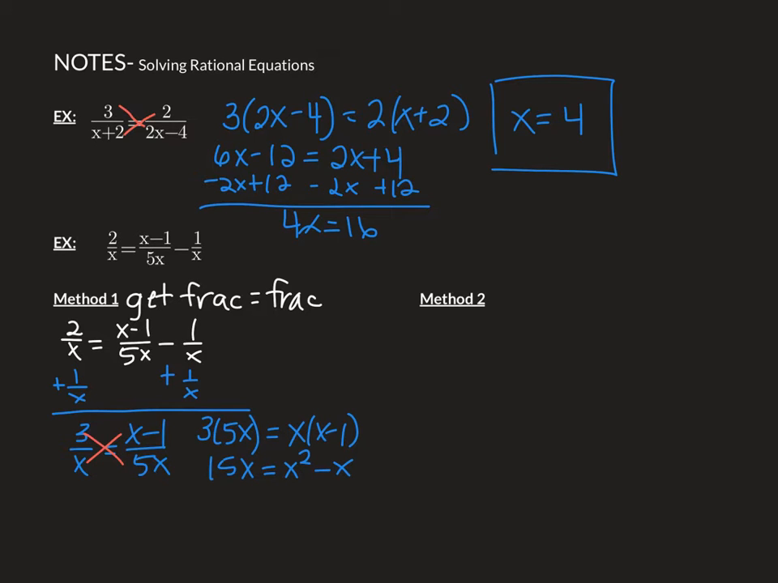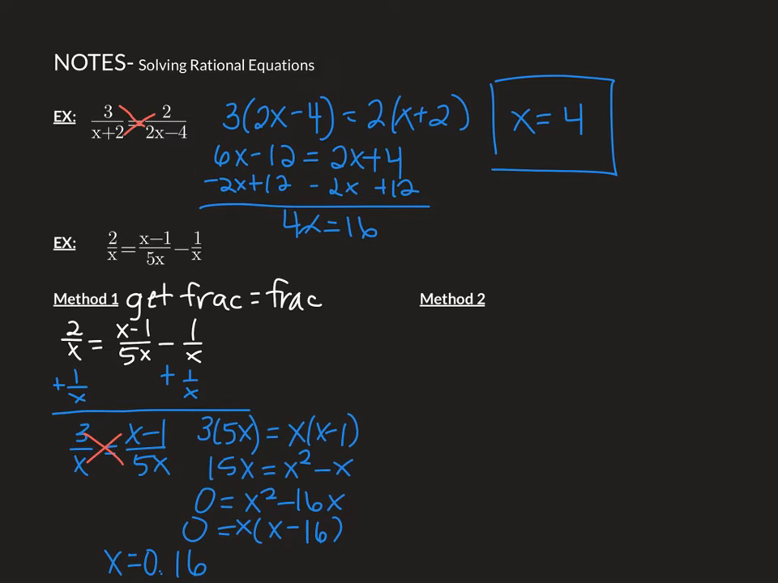I'm going to move my 15 over, so I get 0 equals x squared minus 16x. Factoring, I get x times x minus 16 equals 0, which means x equals 0 or positive 16. So I see that x equals 0, x equals positive 16.